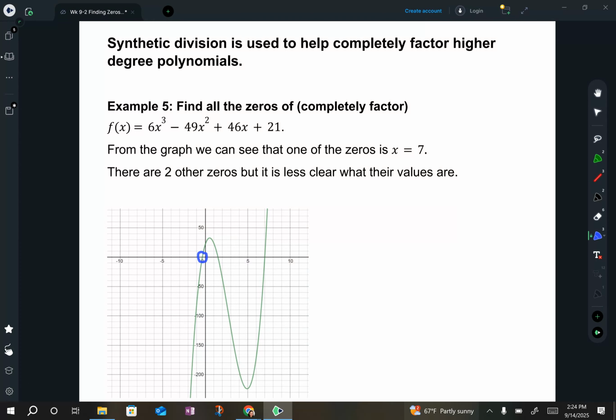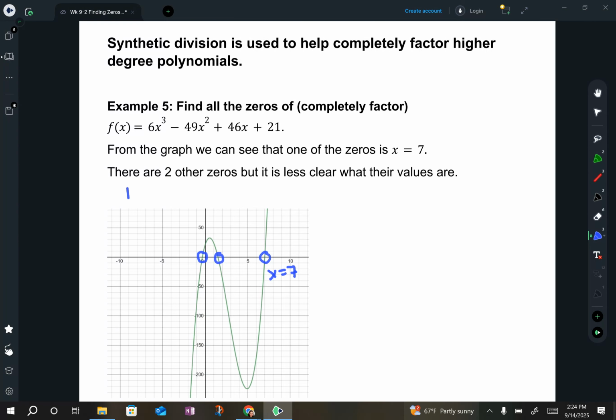We have one here, and one here. Now, these first two are kind of in between. It might be negative a half, it might be 1 1/3, I'm not exactly sure, but I can see that this one is hitting right at x equal to 7. Okay? So since I can't find the other two easily, I'm going to start with the zero that is 7, and I'm going to divide x minus 7 synthetically into my polynomial.